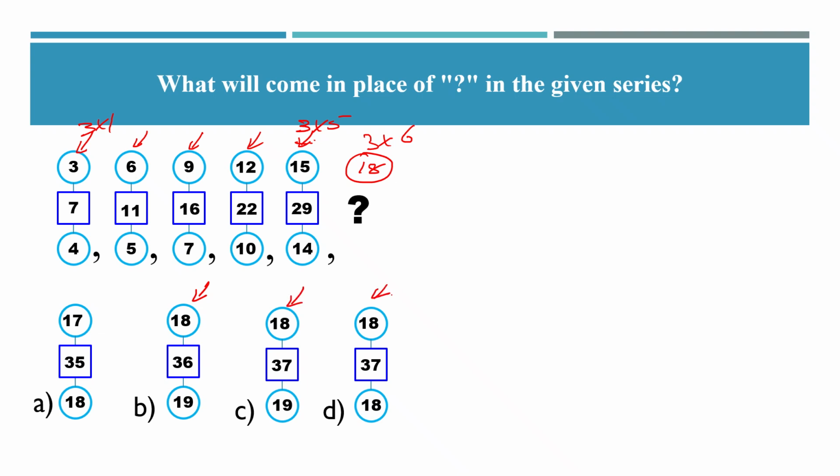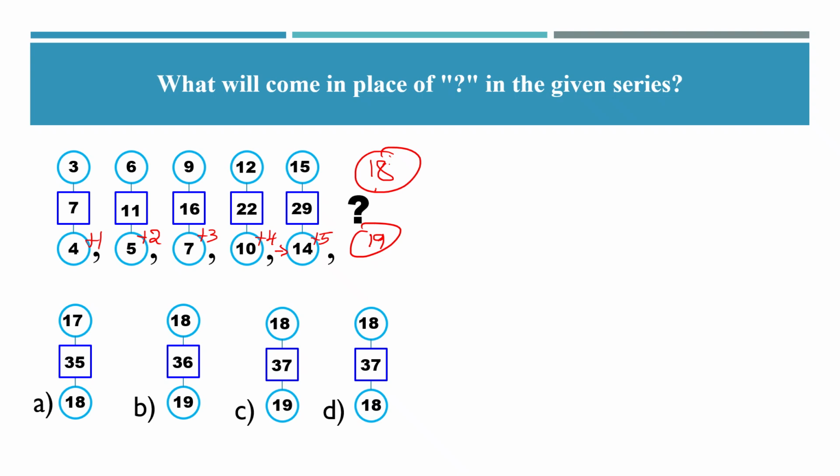So let's understand the next given pattern. Here, as you see, we have 4, 5, 7, 10, 14, which is 4 plus 1 gives me 5, and 5 plus 2 gives me 7. Then obviously 7 plus 3 is 10, 10 plus 4 gives me 14. So 14 plus 5 is going to be 19. So the top number is 18 and the bottom number is 19.